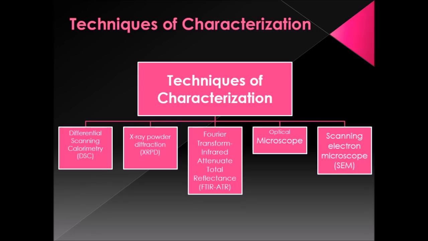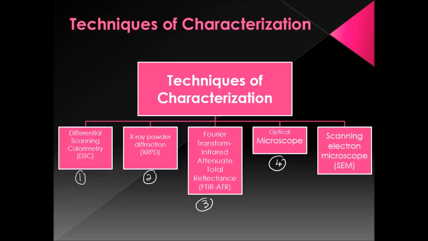There are actually many techniques that you can use for characterization of solid, but the main 5 that you can use are: first, differential scanning calorimetry, or in short you call them DSC. The second will be X-ray powder diffraction. The third one is Fourier transform infrared attenuated total reflectance, which means they use the infrared wavelength. Or you can use observation with optical microscope.